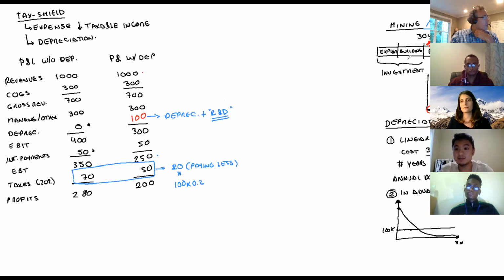Sorry, I'm assuming the logic for why governments allow tax credits on depreciation is to encourage them to invest in the first place? Yeah, of course. That's the idea. So all countries do that? Every single country does that.